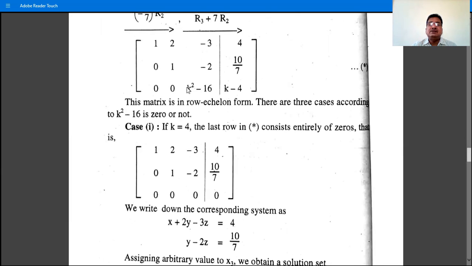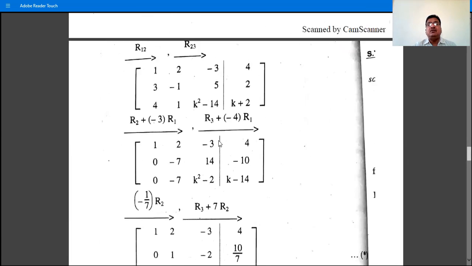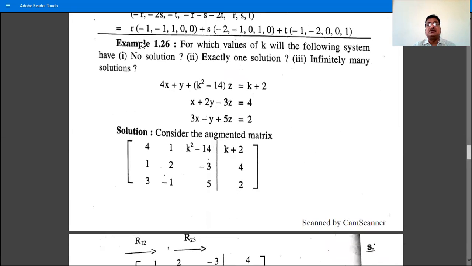So this k squared minus 16 is 0 or a non-zero number. If it is non-zero, then you reduce it to 1, but it depends on k. So this k squared minus 16 is 0 or not 0. Therefore, we declare that this is the echelon form. And now we have to find the answers to these questions.